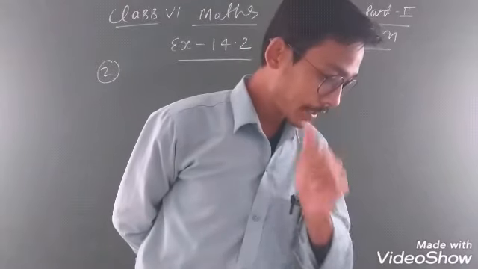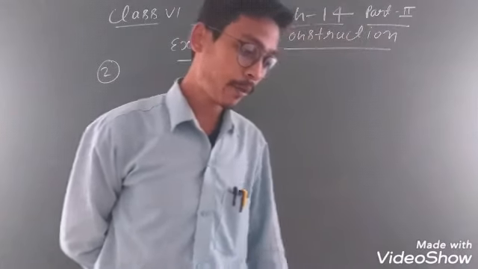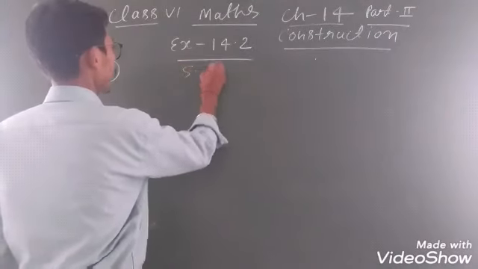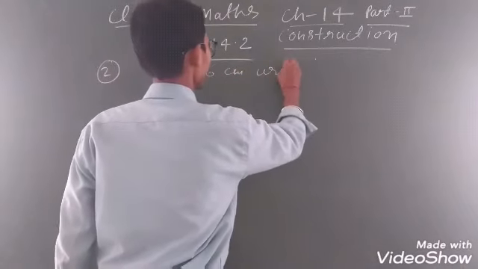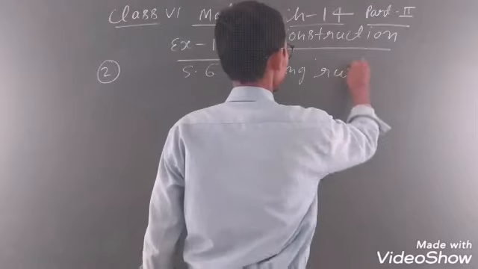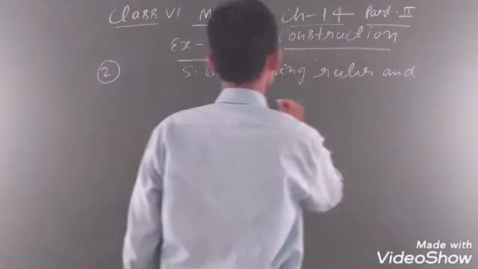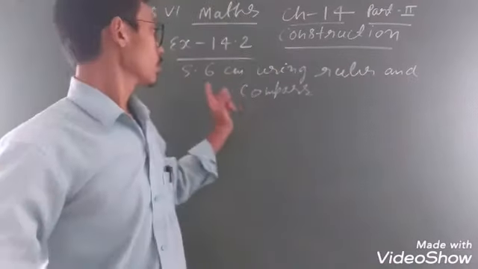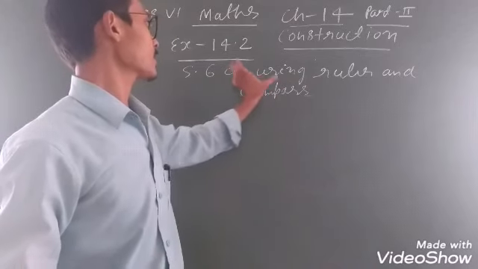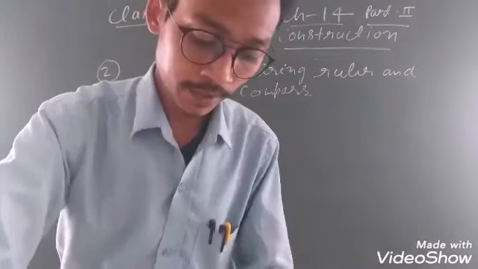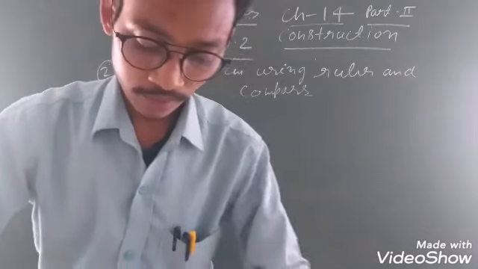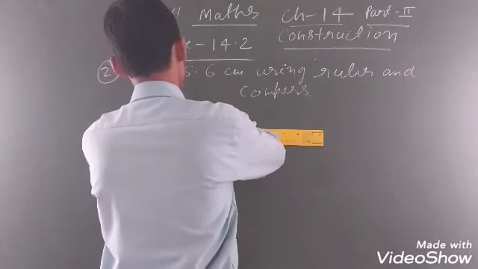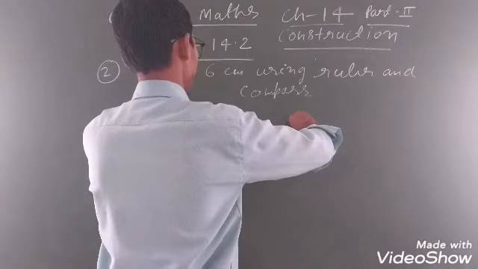Now question number 2 is given: construct a line segment of length 5.6 cm using ruler and compass. You have to draw 5.6 cm using ruler and compass. Clear, students? So what will you do? First you will draw a random line. Look, first you will draw the random line.